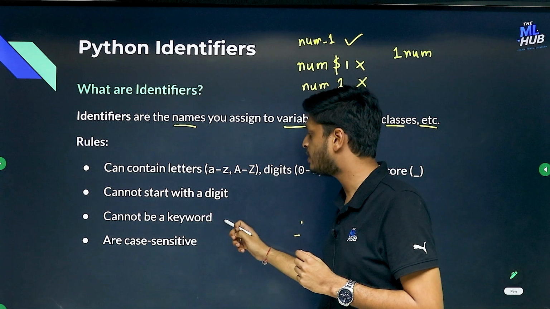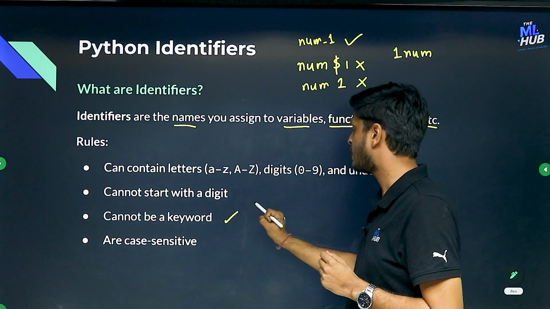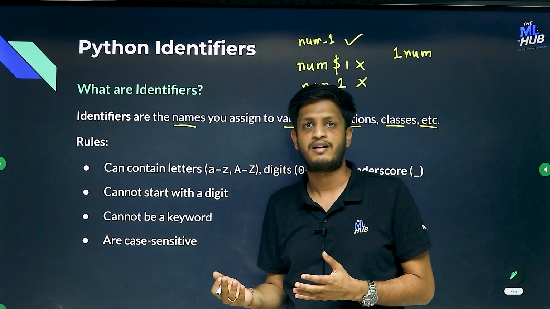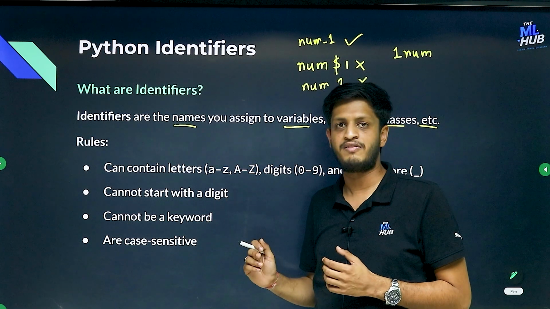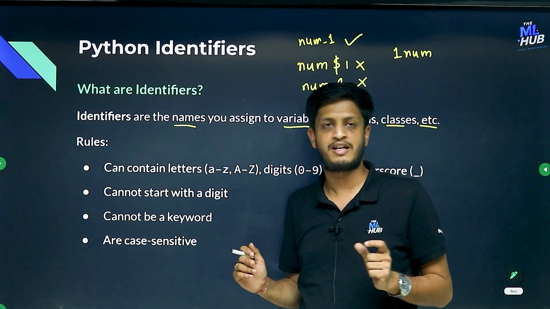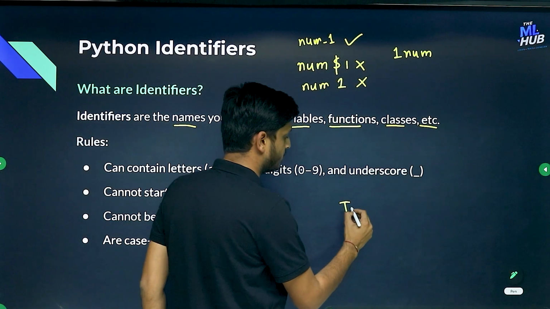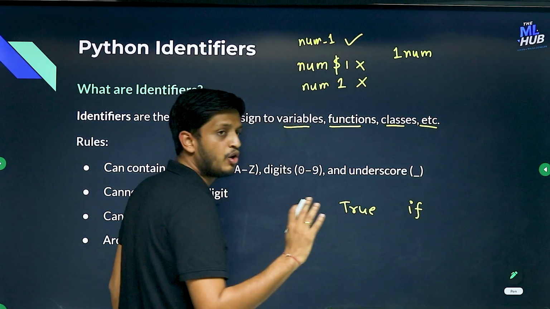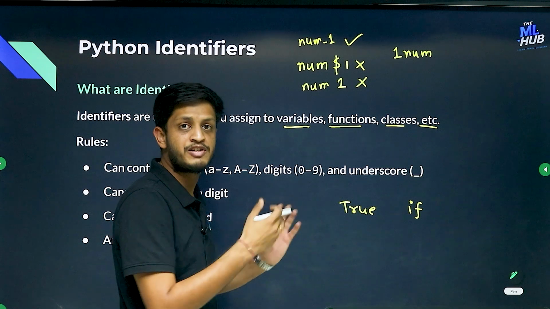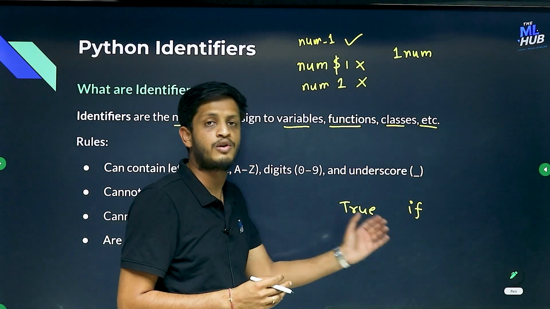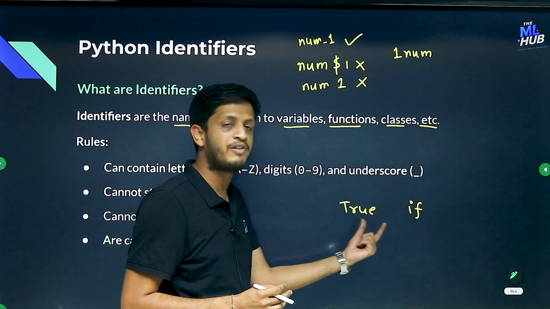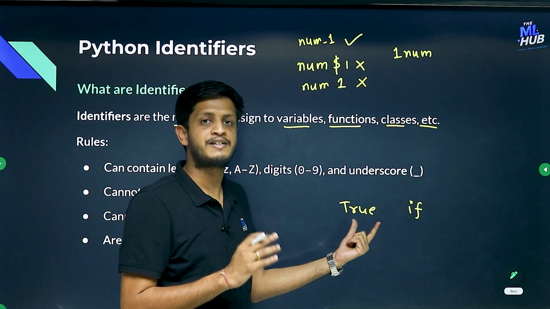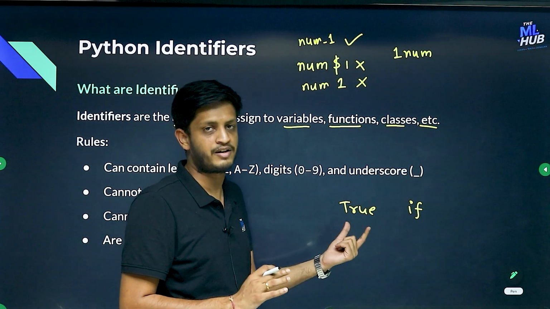Third is, it cannot be a keyword. You cannot have a keyword as an identifier. So we had 35 keywords, right? For example, True was a keyword. This one. And if was also a keyword. So these cannot be used as identifiers because they have a special meaning. The compiler already knows what to do with them. So you cannot name a variable using these keywords. So these 35 keywords cannot be used as identifiers.